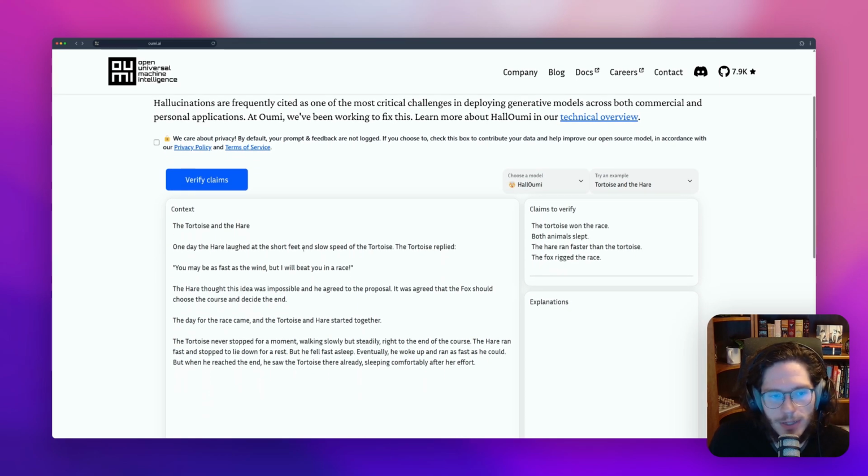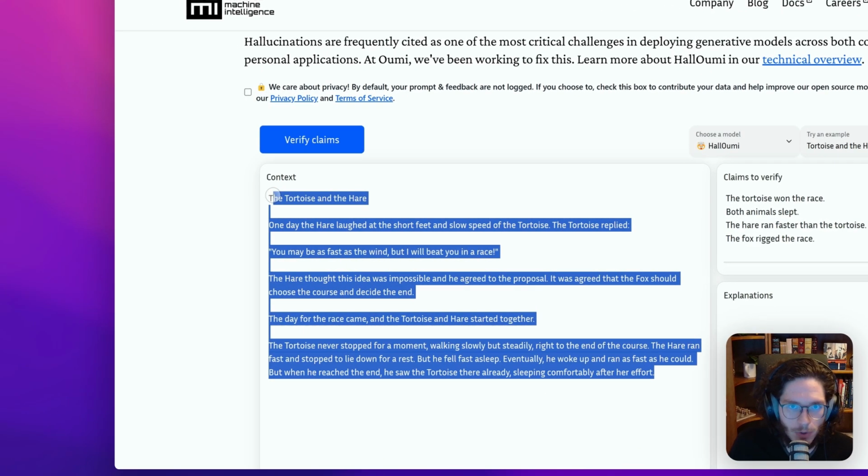We have a toy example here of the tortoise and the hare, which is a very common storybook example that many people know about. For those unaware, effectively, the tortoise and the hare go for a race, and the tortoise winds up winning because the hare runs faster but falls asleep, and then the tortoise catches up, goes past it, and winds up winning the race because the hare fell asleep. So, with that in mind, we have our context, which is the story.